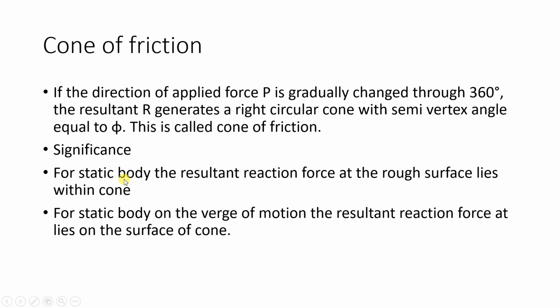Okay, so the same thing is given over here. What is the significance of this cone of friction? For a static body, when the applied force increases, the friction force also increases. So the resultant of friction force and normal reaction lies within the cone. But for a static body on the verge of motion, meaning the friction force is maximum, the resultant reaction, which is the resultant of F max and N, will lie on the surface of the cone.